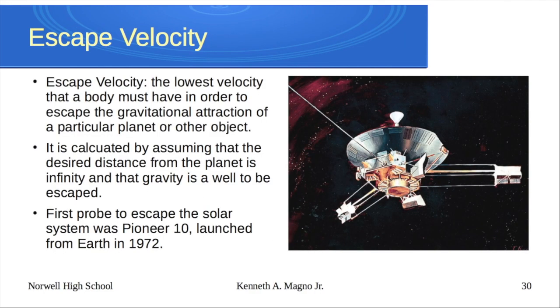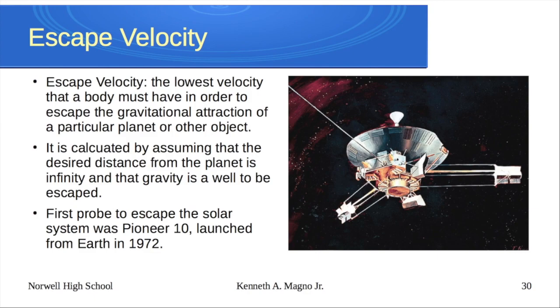Now, the one other cool piece is gravity: how do I get away from something if gravity keeps acting? And it falls along this idea of the satellite and the orbits. It's the idea of escape velocity, which is the lowest velocity that a body, an object, whatever you want to call it, must have to escape the gravitational attraction of a particular planet or object. And we calculated assuming that the desired distance we're trying to get away from that planet is infinity, and that we're trying to escape something called a gravity well. So we act like being near that planet is like being at the bottom of a well, and that the height of the well is infinity, and we're trying to get to the top of that infinitely deep well.